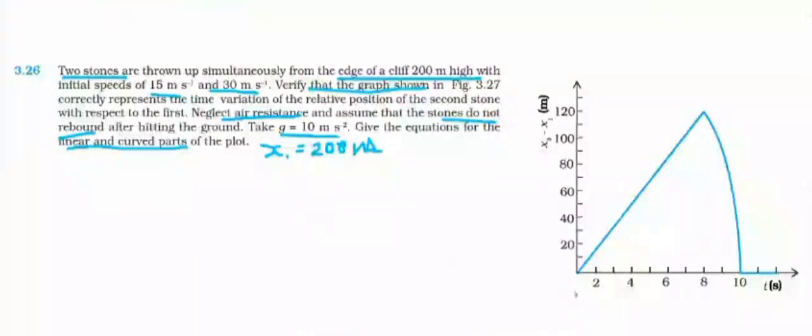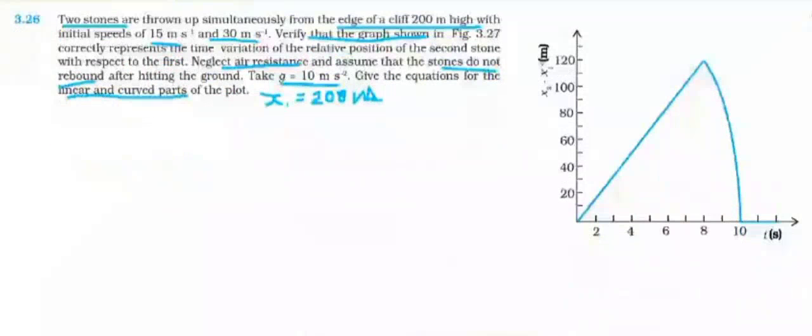This graph is the graph between relative position, here you can see it is x2 minus x1, the relative position of the two stones, and the time. So it is the graph between the relative position of the two stones and the time.